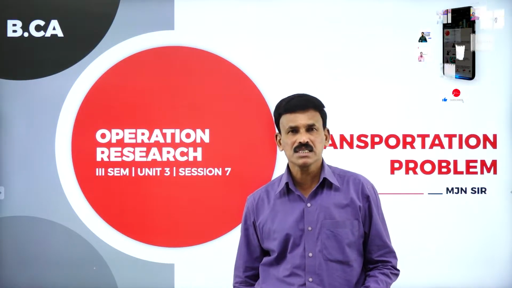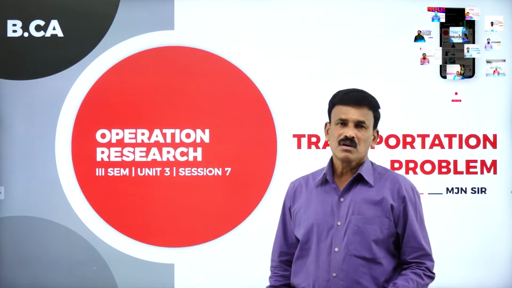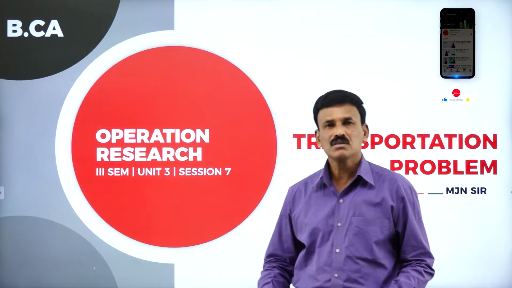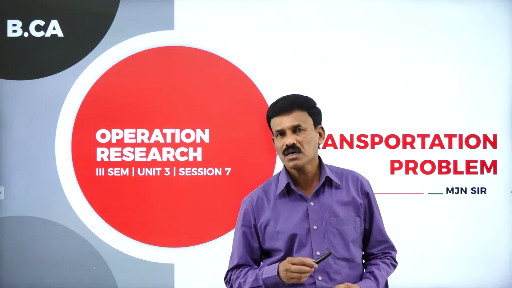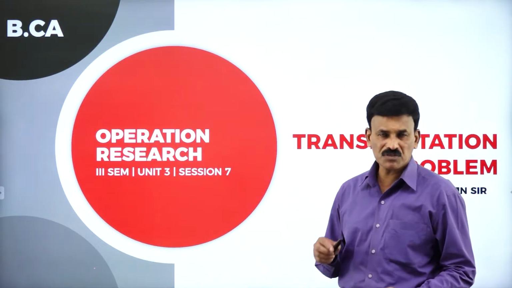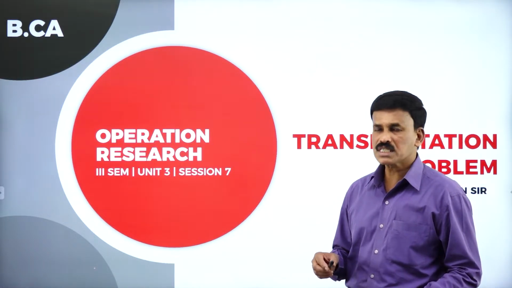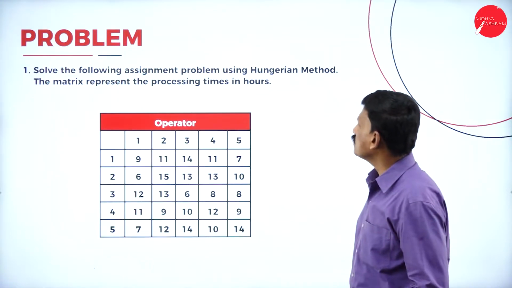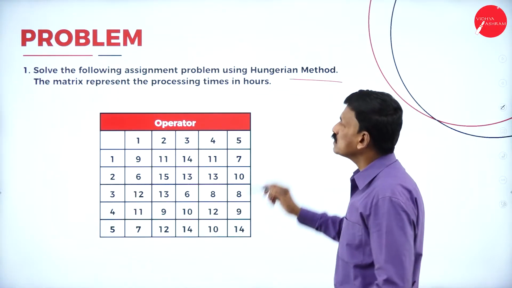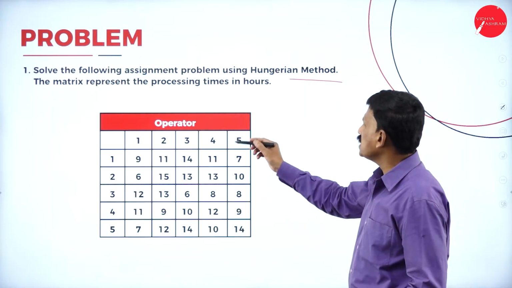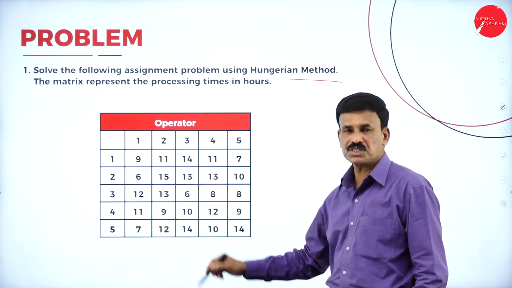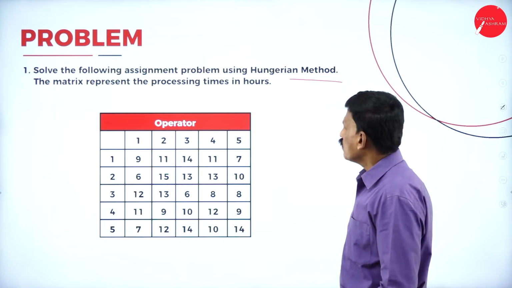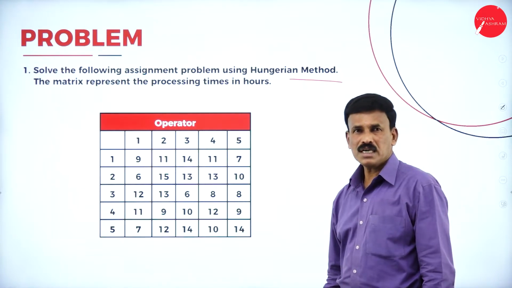Now in my previous class, we discussed a problem on assignment using the Hungarian method. Here also I am going to take one more problem regarding the assignment problem. Solve the following assignment problem using the Hungarian method. The matrix represents the processing time in hours. We have to assign for a particular operator using the Hungarian method.